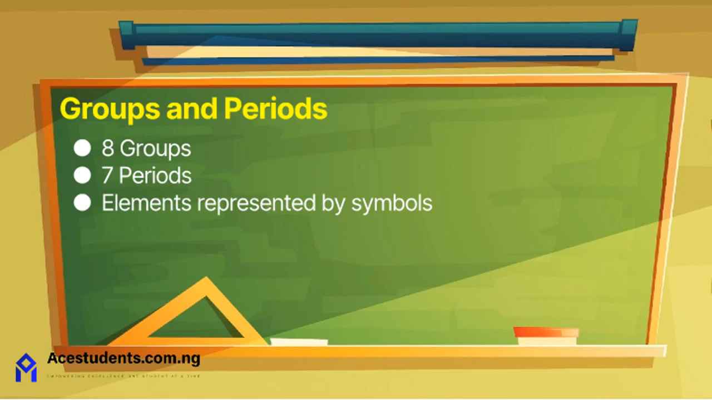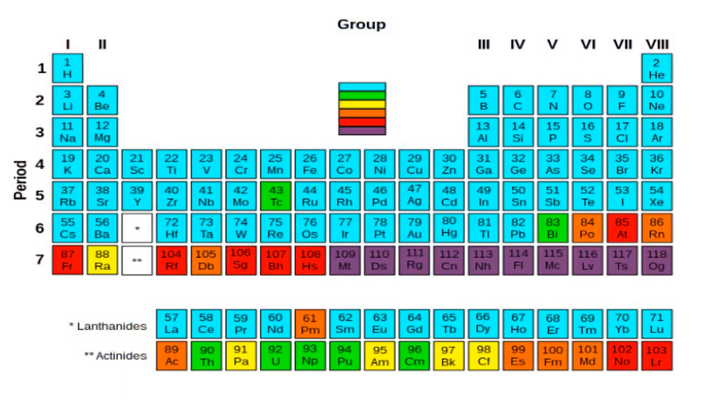There are 8 groups and 7 periods in the periodic table. Each element is represented by a unique chemical symbol. Group 1 elements are alkali metals. Group 2 are alkaline earth metals. Group 4 contains semimetals. Group 7 are halogens. And Group 8 are noble gases. The large middle block contains transition metals.